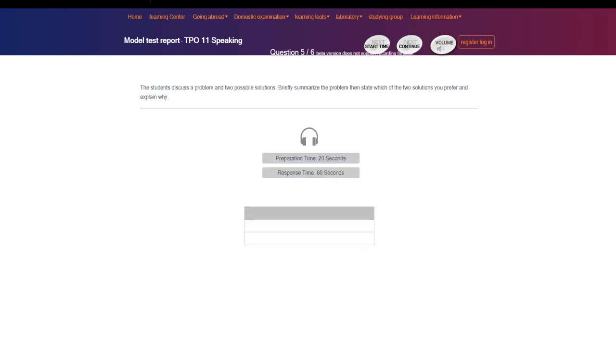The students discuss a problem and two possible solutions. Briefly summarize the problem, then state which of the two solutions you prefer and explain why. Please prepare your answer after the beep. Please begin speaking after the beep.